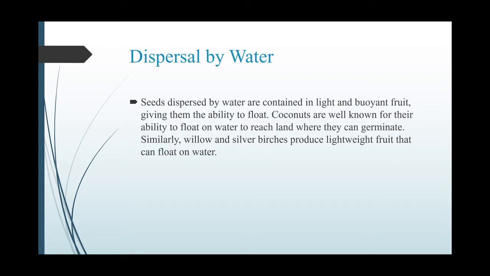Seed dispersal by water. Seeds dispersed by water are contained in light and buoyant fruits, giving them an ability to float. Coconuts are well known for their ability to float on water to reach land where they can germinate. Similarly, willow and silver birches produce lightweight fruit that can float on water.